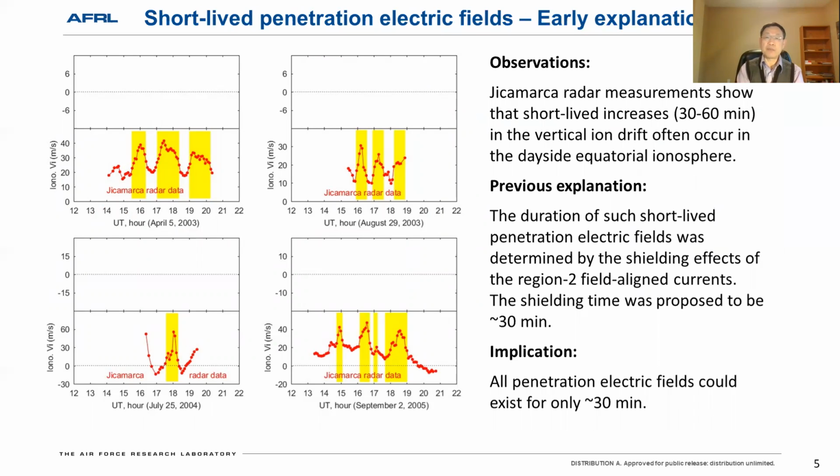This slide shows examples of short-lived, 1 hour or so, penetration electric fields. The Jicamarca radar detected increases in the vertical ion drift in the daytime equatorial ionosphere, which is the evidence of eastward penetration electric fields. The previous explanation was that the duration of such short-lived penetration electric fields was determined by the shielding effect of Region-2 field aligned currents. The shielding time was proposed to be about 30 minutes. The implication is that penetration electric fields could exist for only about 30 minutes, and then the shielding electric field would become dominant after this time scale.